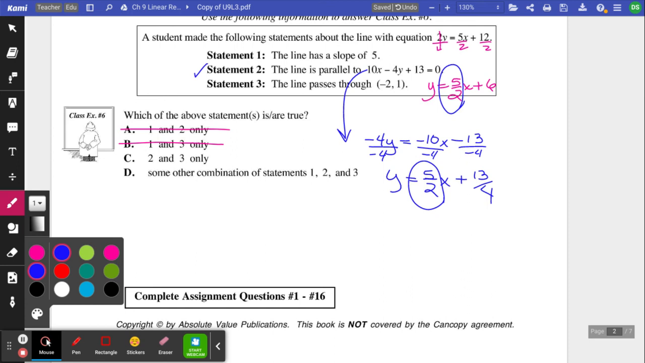Okay. Now, one more thing. Does the line pass through the point negative 2, 1? Does our original line pass through the point negative 2, 1? All you need to do is this is x, this is y. Go put it into the original and see if it's true. So does 2 times 1 equal 5 times negative 2 plus 12? Negative 10 plus 12. Is that a true statement? Yes, it does.